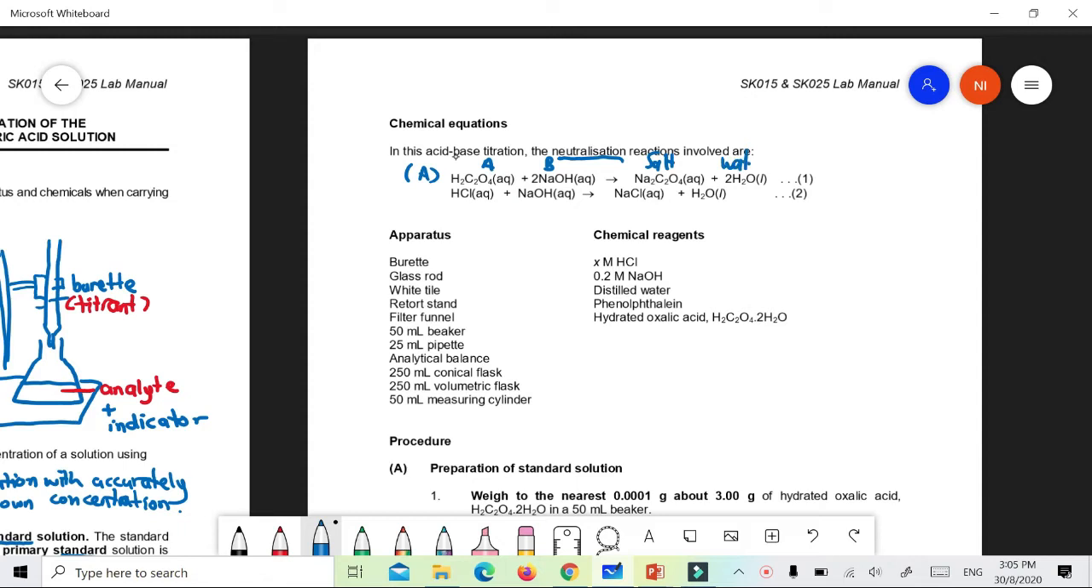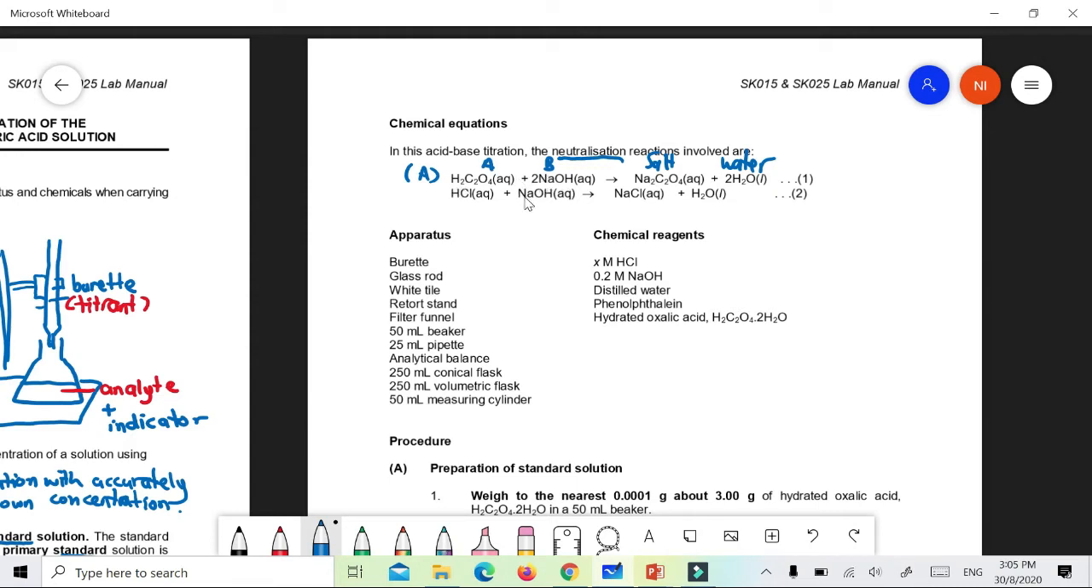Okay, so look at the acid. This acid is diprotic, so please make sure you balance the equation well. Please be careful. When it is diprotic, the ratio of acid to base is 1 to 2, not 1 to 1. It's very important because we are going to calculate the concentration of sodium hydroxide from the concentration of our acid. If the stoichiometry is incorrect, you are going to get the wrong concentration of our base.